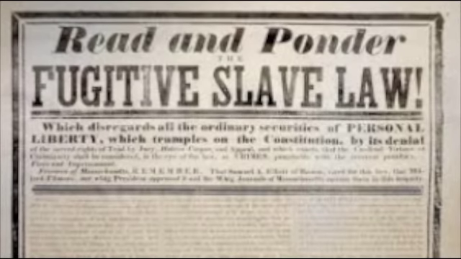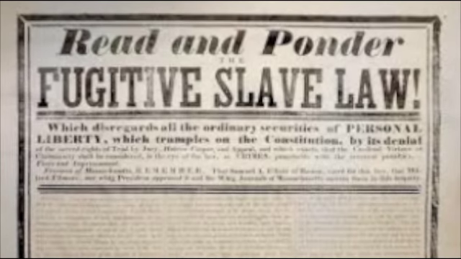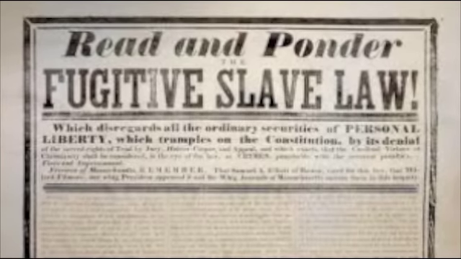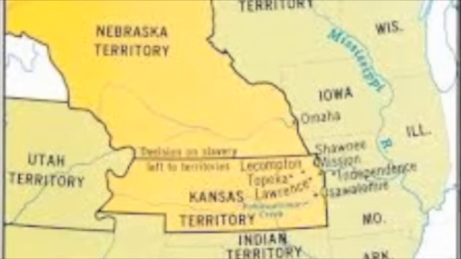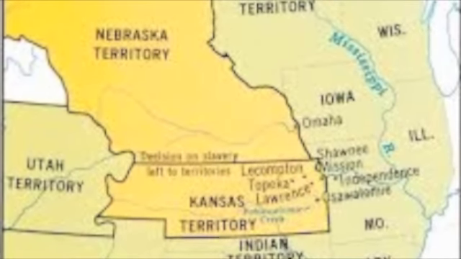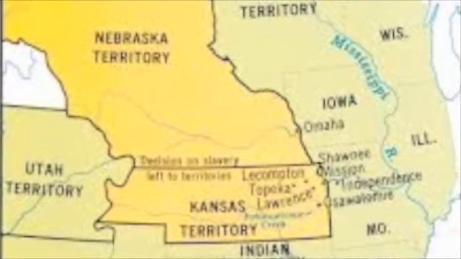One of the provisions included the Fugitive Slave Act, which lit the fire of the Underground Railroad. Another issue that increased tensions was the Kansas-Nebraska Act of 1854. It created two new territories that would allow states to use popular sovereignty to determine whether they would be free or slave.